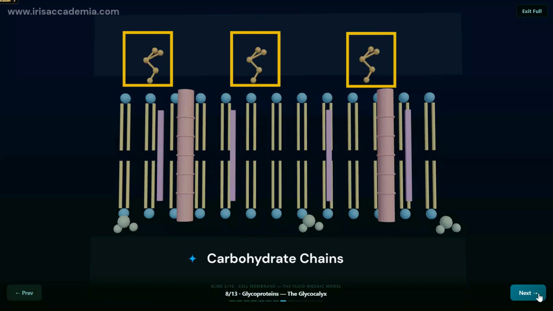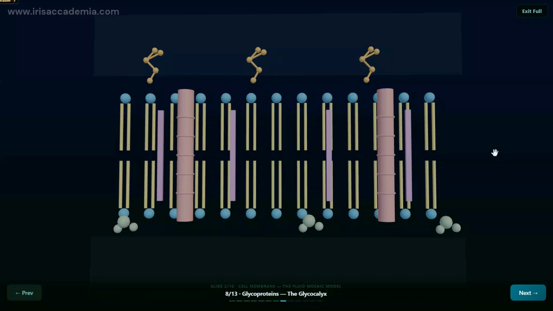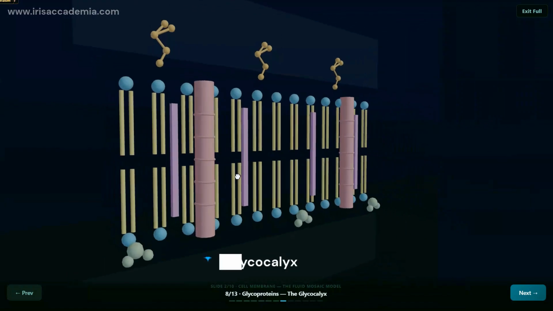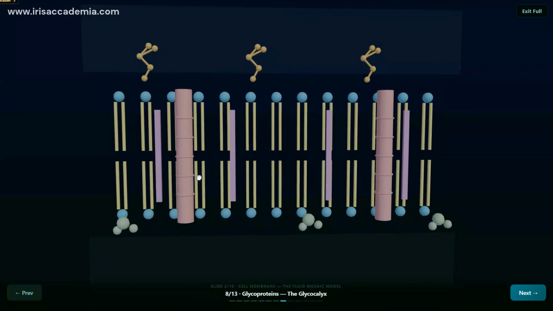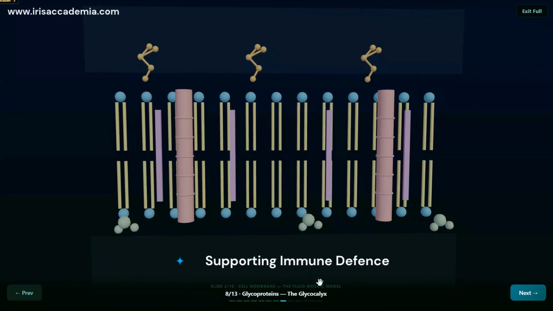Carbohydrate chains, shown in orange, extend from proteins on the outer surface of the membrane, forming a protective layer called glycocalyx. These chains play a crucial role in cell recognition, helping cells identify one another, supporting immune defense, and determining blood group identity in the ABO system.